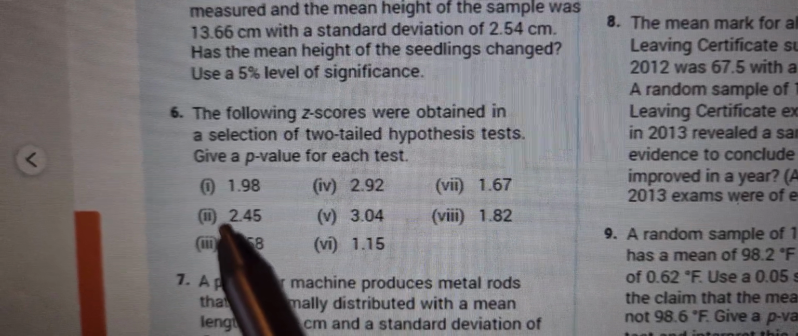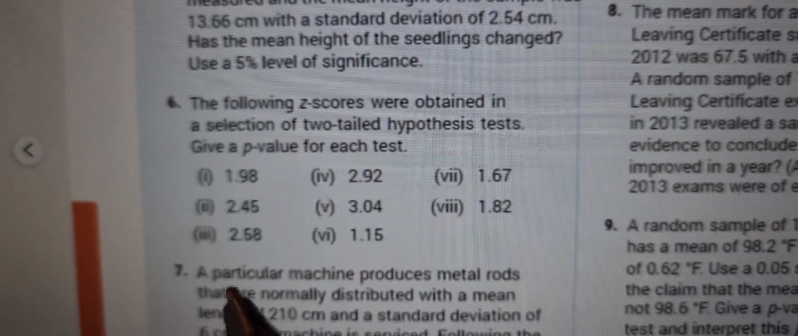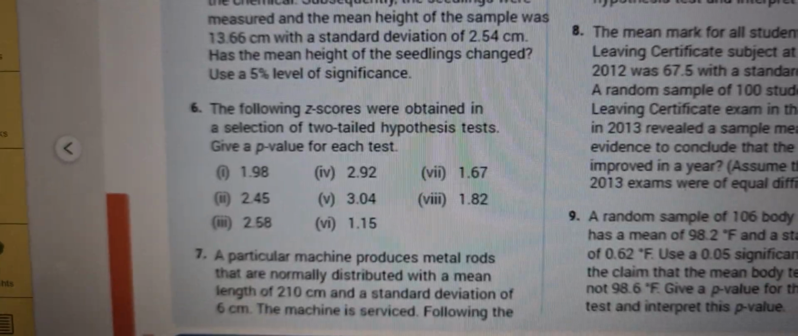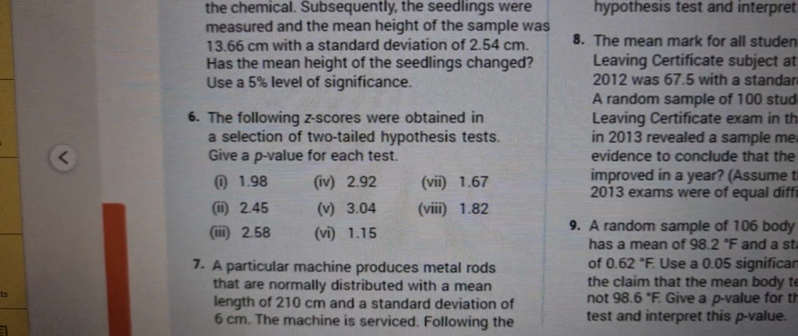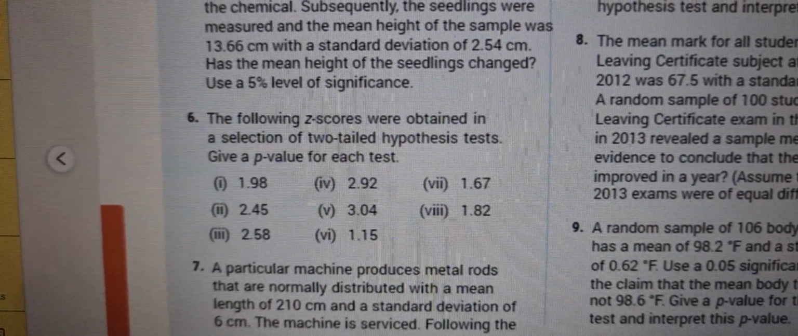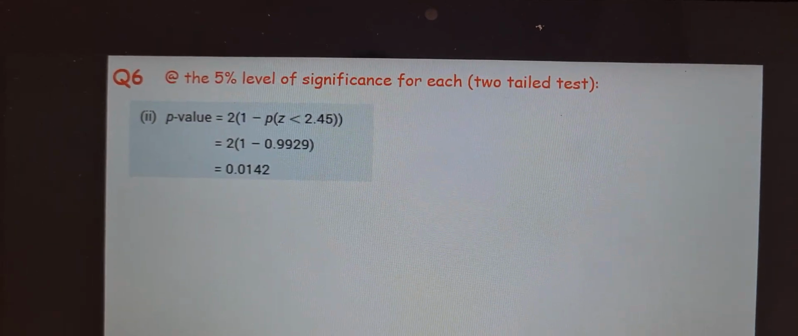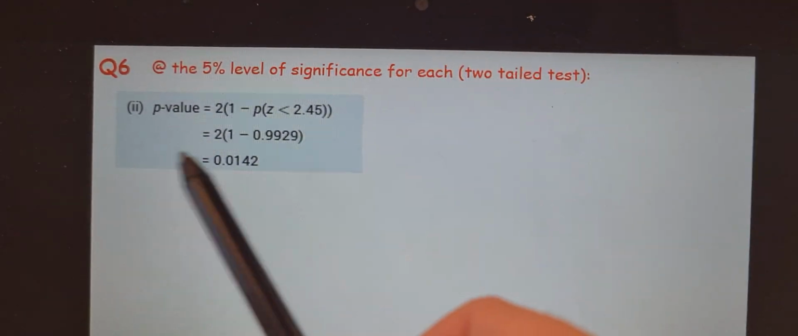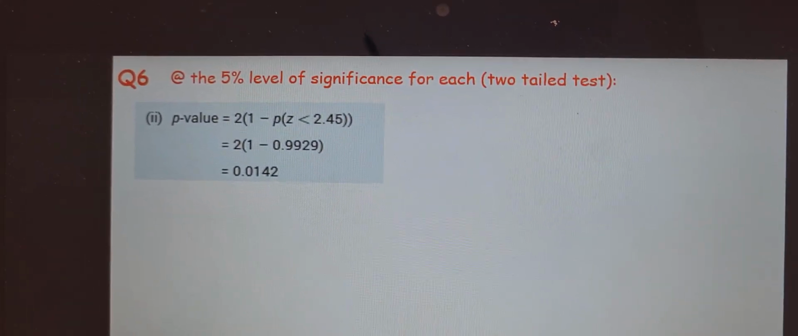2.45 is your z-score. So basically to find the p-value, it's the probability that an even more extreme value than 2.45 occurred. Now, given it's a two-tailed test, that means we have to check for values that are less than minus 2.45 and greater than positive 2.45. I'll do the workings beside this just to show you where exactly I'm getting that first original formula.